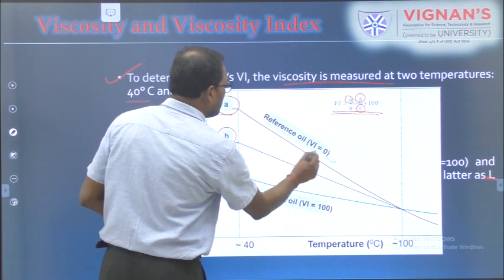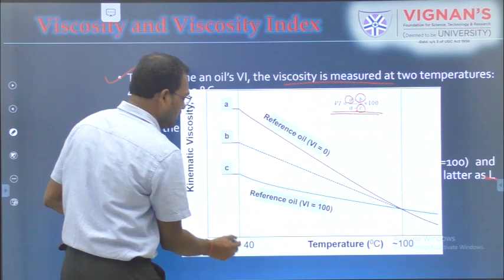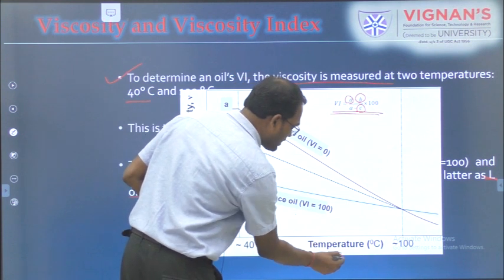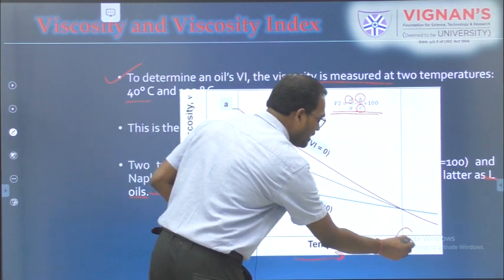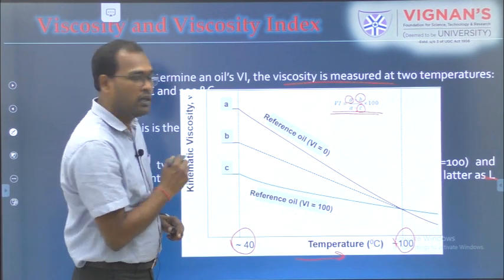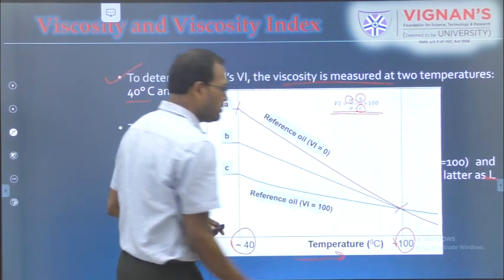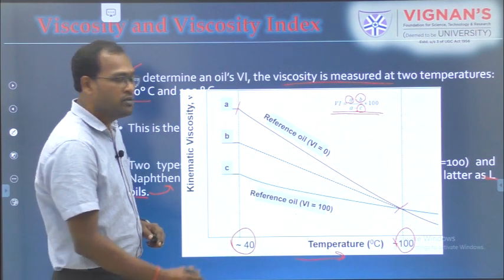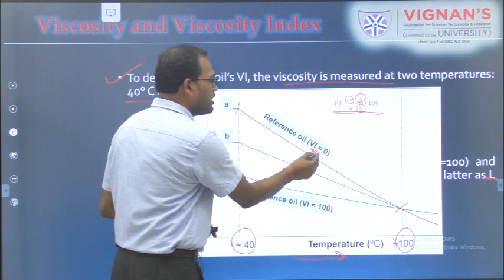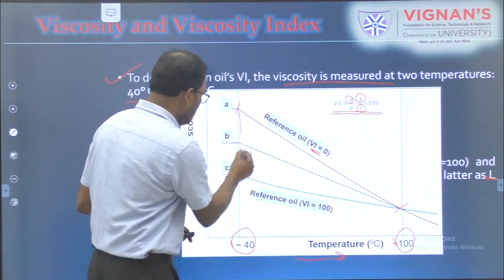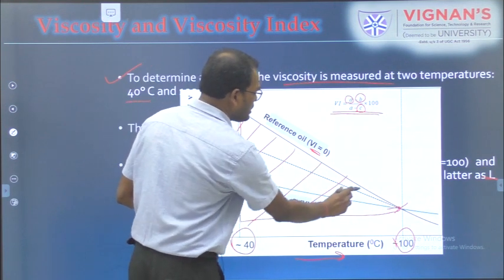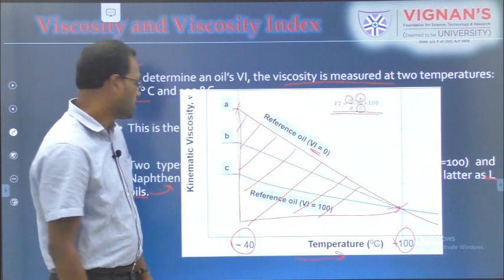temperature increases along the x-axis, and the viscosity at 40 and at 100 degrees is measured. If you see the least viscosity index oil, you can see a drastic change in the viscosity as you increase the temperature. For the oil which has a viscosity index of 0, there is a huge change in the viscosity. This is the viscosity change. From the area you can calculate the viscosity change.